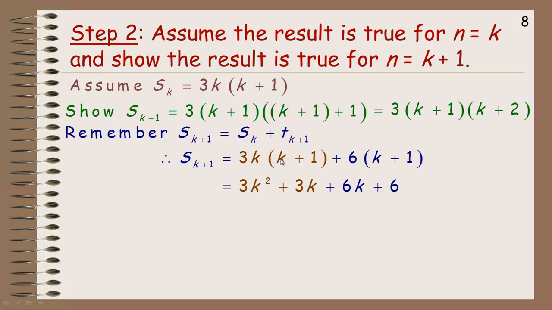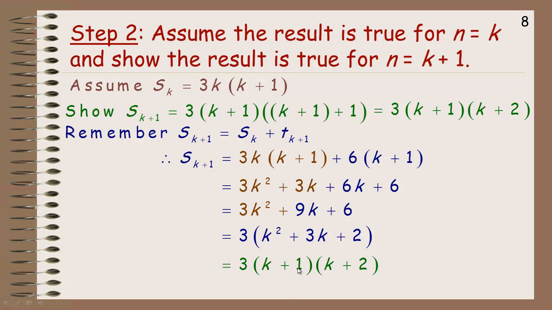Now if we expand this out, 3 times k is 3k squared, 3 times 1 is 3k, and then expanding the 6k and the 6 in here, we get 6k plus 6. And then 3k and 6k add to 9k. So this, again, we're trying to show it's equal to this. Notice you can factor a 3 out, and then we're trying to factor k squared plus 3k plus 2. Well, what adds to 3 and multiplies to 2 are 1 and 2. So this will factor into k plus 1 times k plus 2.